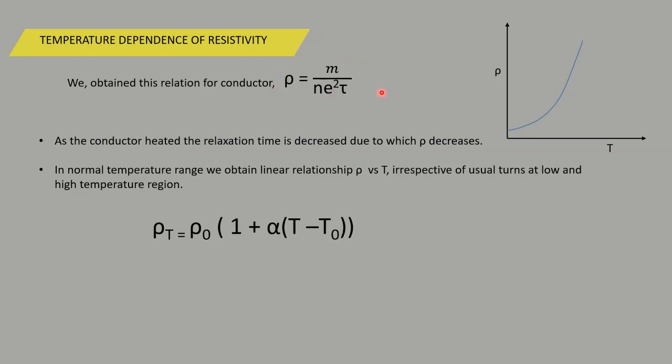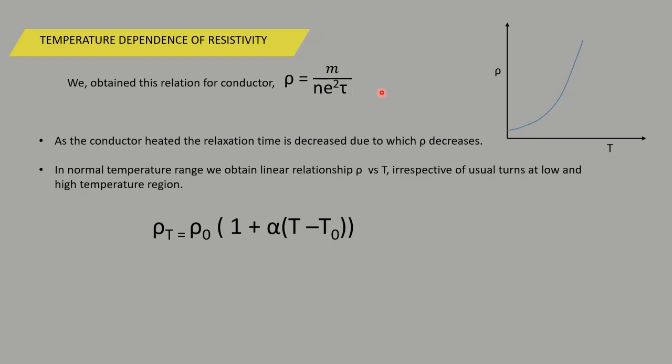If you look into the relation of resistivity, you will find that m, that is the mass of electron, n, number density of electron, e is the charge of electron. Those all are constant except the tau, that is the relaxation time. And thus, as tau decreases, rho increases.